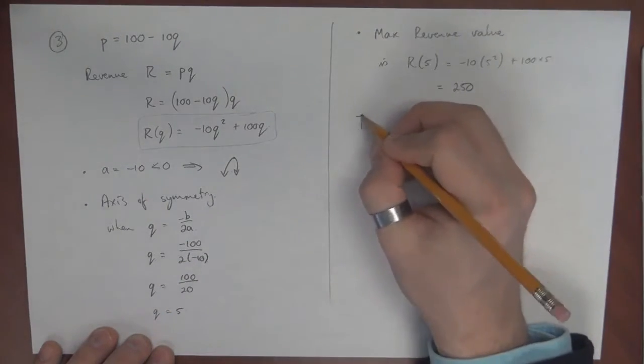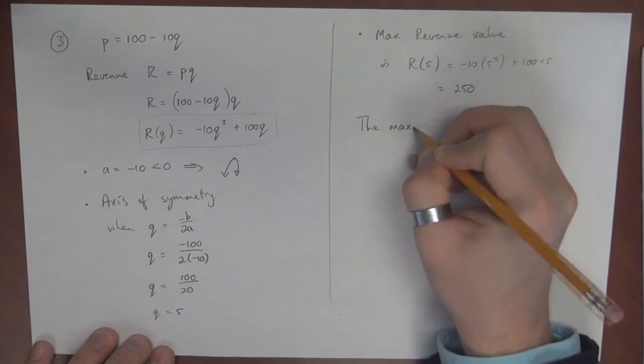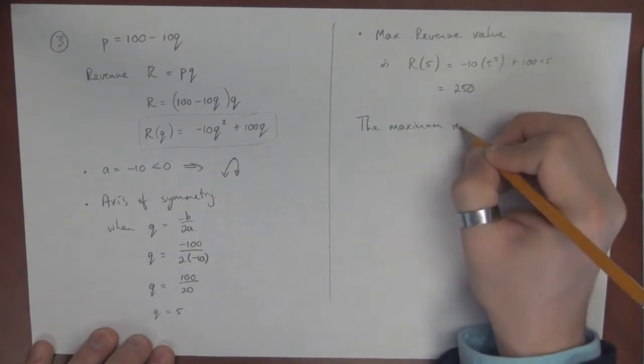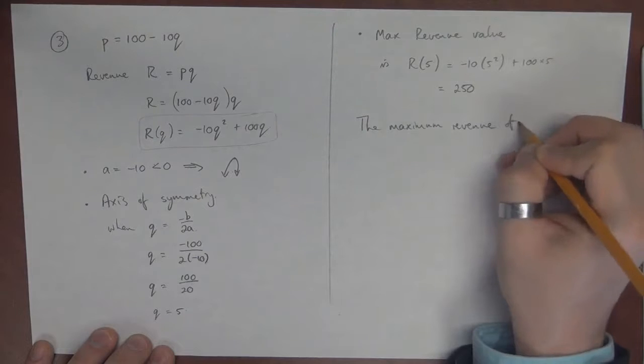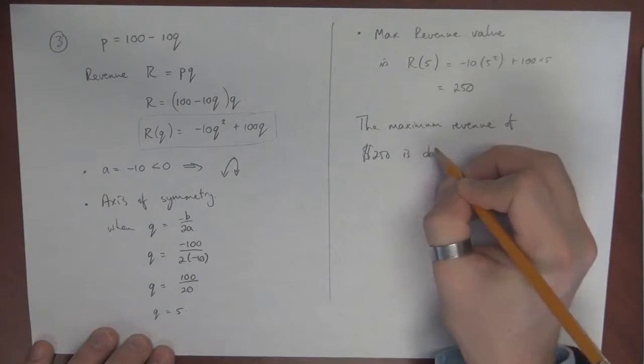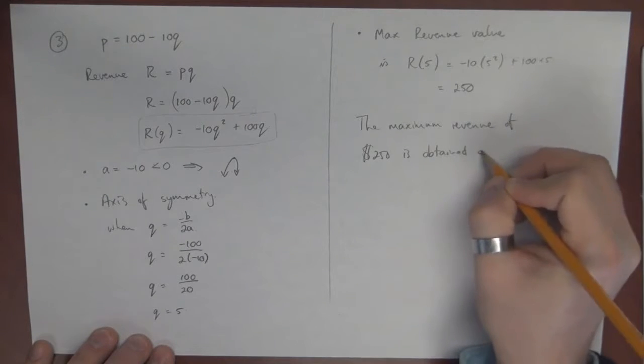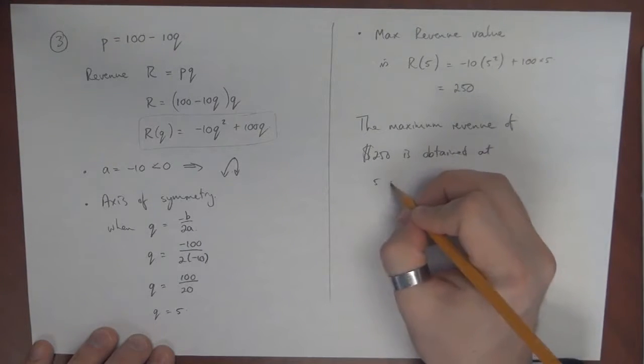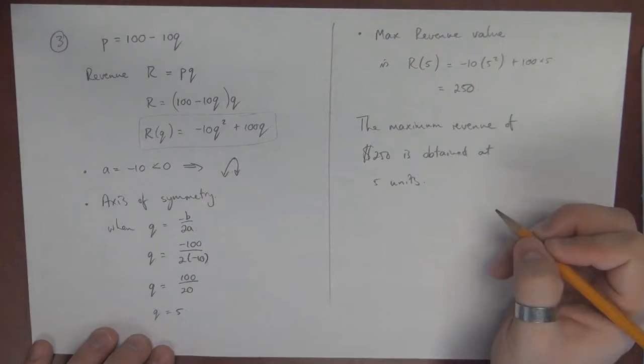So I can write a little concluding sentence. The maximum revenue of $250 is obtained at 5 units.